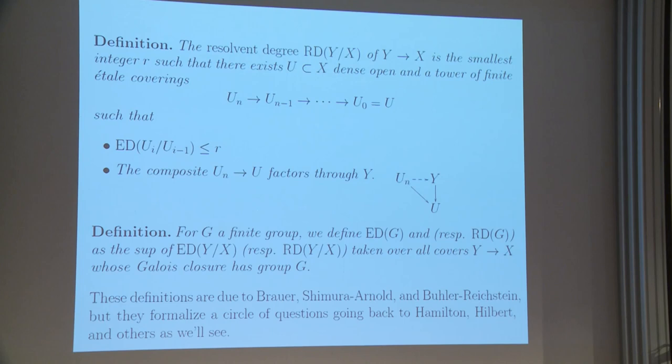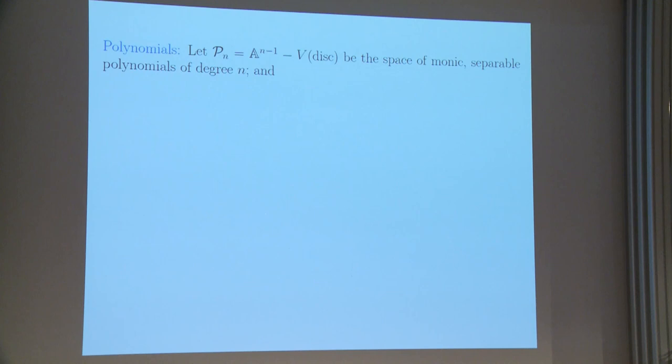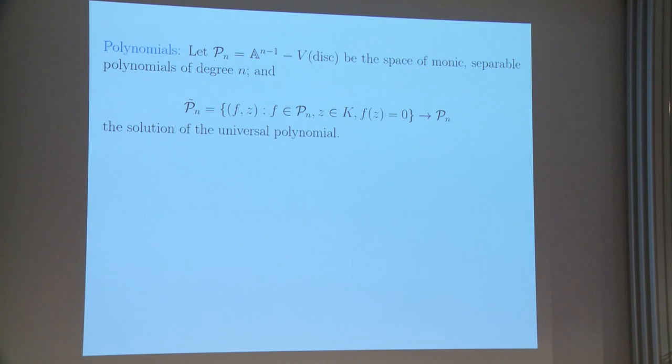Okay, so let's look at an example. This was one of the classical examples that was of interest to Hilbert. Let's look at the space of monic separable polynomials of degree n. It's given by affine space in n coordinates, just given by the coefficients, minus the discriminant locus. And this has a covering where I look at the solution of the polynomial. So you have f as a polynomial, and then z is a solution of the polynomial, so this gives a covering. The essential dimension of this covering, its normal closure, has Galois group S_n, and it's kind of the generic S_n covering. So its essential dimension is the essential dimension of the group, same for resolvent degree.